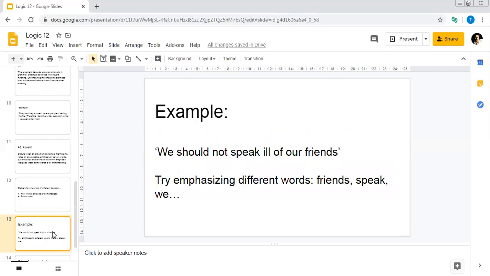Let's look at this example. "We should not speak ill of our friends." What you need to do at home is try emphasizing different words. Try speaking this sentence by first emphasizing the word friends. We should not speak ill of our friends. Then try emphasizing the word speak in the sentence. We should not speak ill of our friends. And tell me if that makes any difference in the meaning. I bet it does. So try doing that.